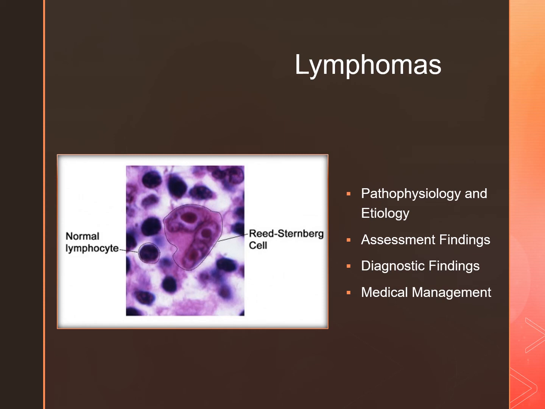So these clients will have Reed-Sternberg cells in the lymph nodes, painless lymph node enlargement, epigastric pain or fullness, weight loss, anorexia, fatigue and weakness, low-grade fever, pruritus, night sweats, anemia, thrombocytopenia, and poor resistance to infection.